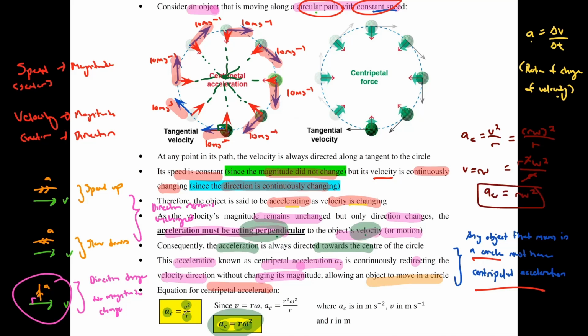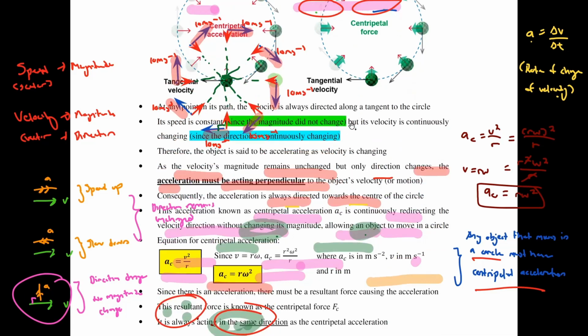Okay. Which one would you use? It depends on the question. If the question gives you linear speed, then you will use the first. But if the question gives you angular velocity, then you will use the second one. It depends on what you're given inside your question eventually.